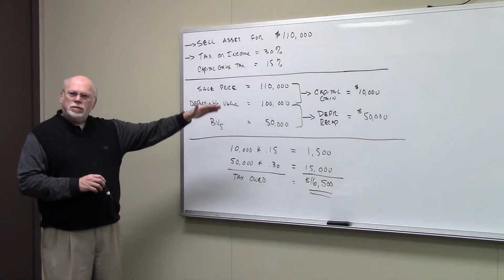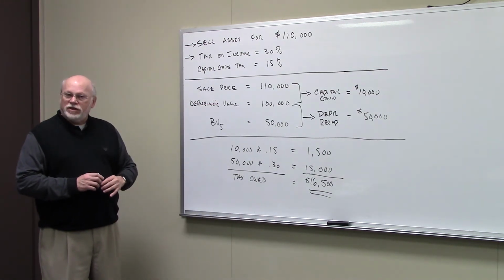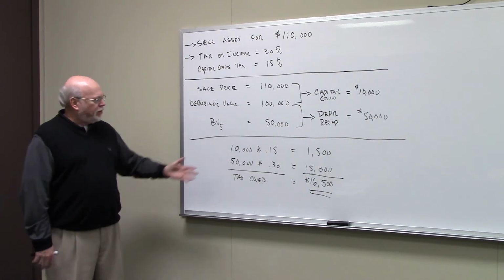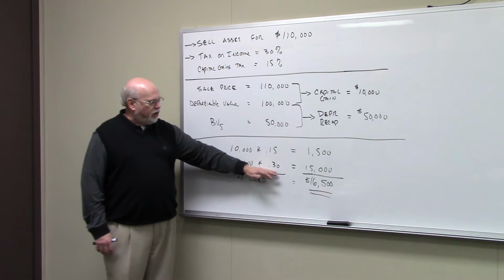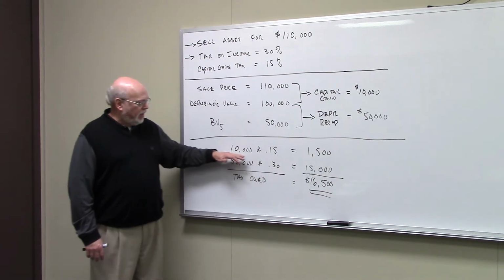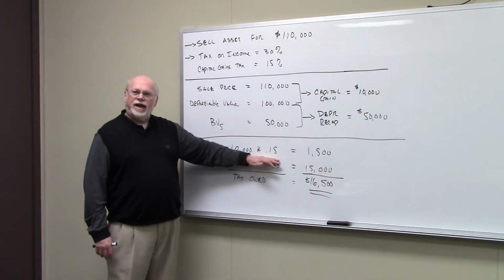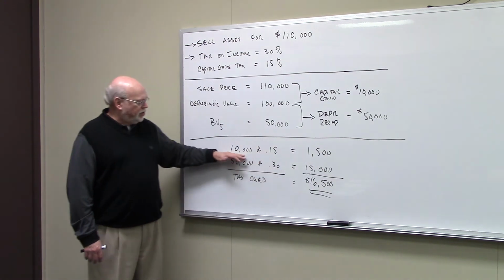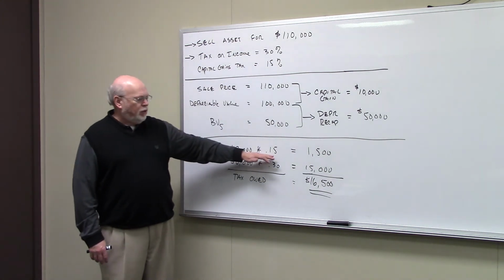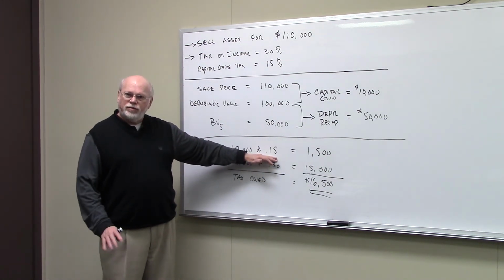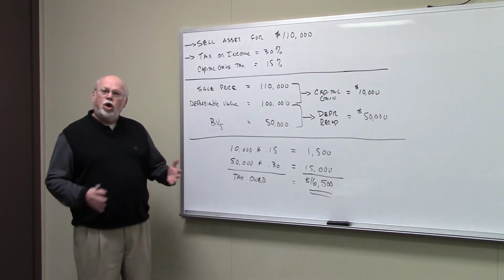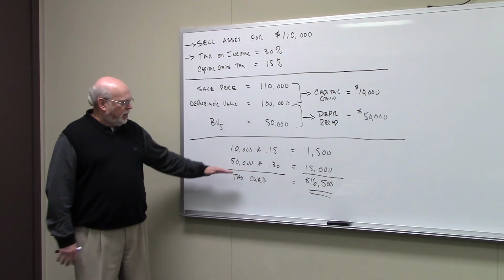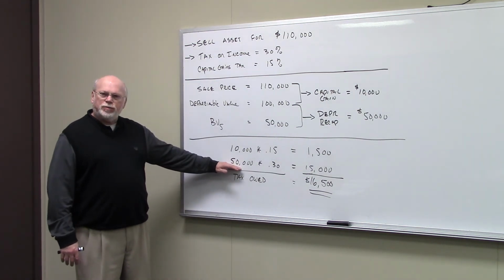So once you define the different types of gains that you have on the sale, depreciation recapture is taxed as ordinary corporate income at 30%. The capital gain is taxed at the capital gains tax rate. If you take the capital gain multiplied by 0.15, or 15%, you get $1,500 in taxes owed on the capital gain. The depreciation recapture in this problem is $50,000.